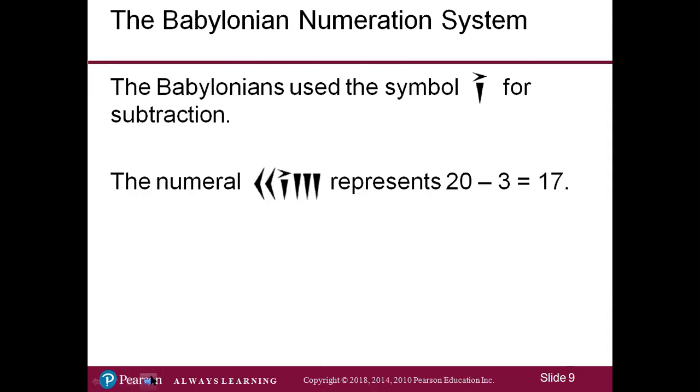The Babylonians used a symbol, kind of a combination of the 2 symbols, for subtraction. So in the number 10, the boomerang sort of bends more toward looking like a less than symbol. And in the subtraction, we have a little stroke, and the top looks like a greater than symbol. So it's like a combination of the two symbols, but also flipped. So the numeral 20 minus 3 represents 20 minus 3, which equals 17.